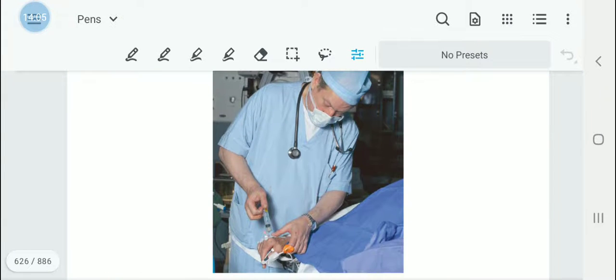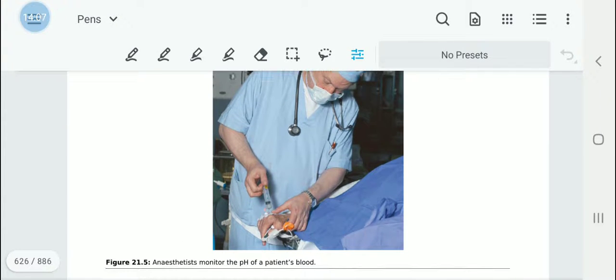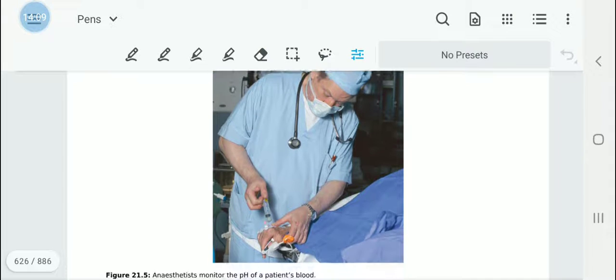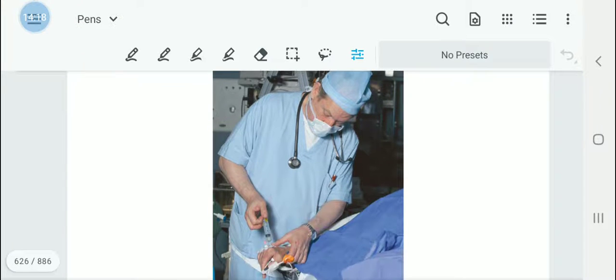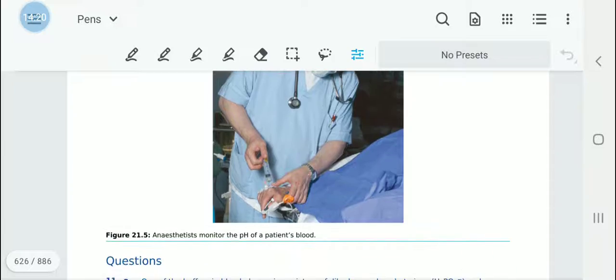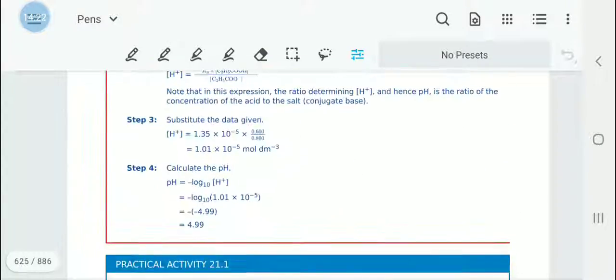So if you ever become a specialist in anesthesia, then you would know how to maintain the pH, or you will have to check for the different changes that happen in the patient.